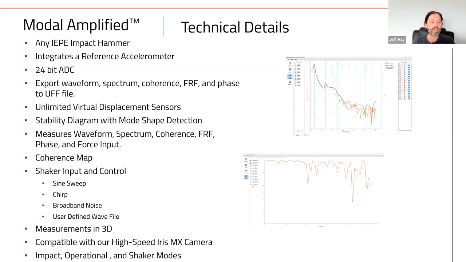And then the shaker input will allow sine sweep, chirp, broadband noise, and then a user-defined file. So if you want to put your own defined waveform into the shaker, you can do that all in the software here. Everything can be done in 3D, and it is compatible with our high-speed MX camera. And then there's a few modes: impact, operation, or shaker mode. So just wanted to go through a few of the details so you know exactly what's there and how it can be leveraged.